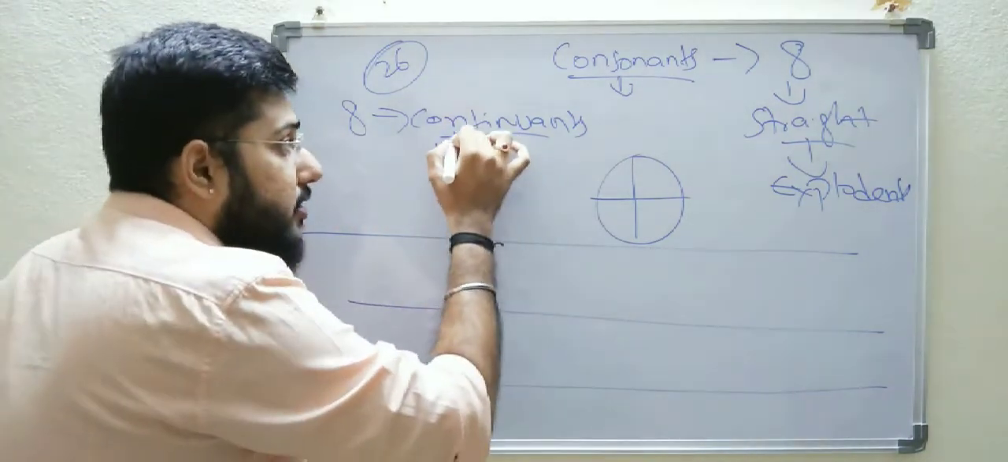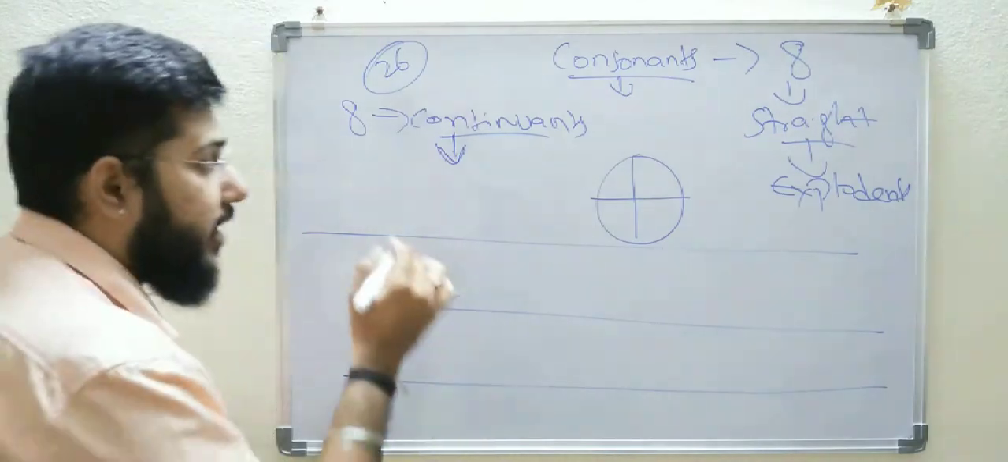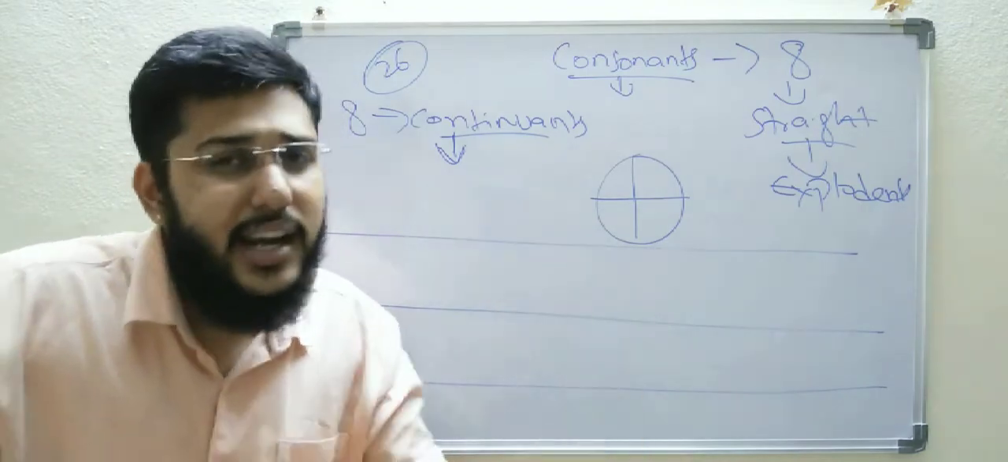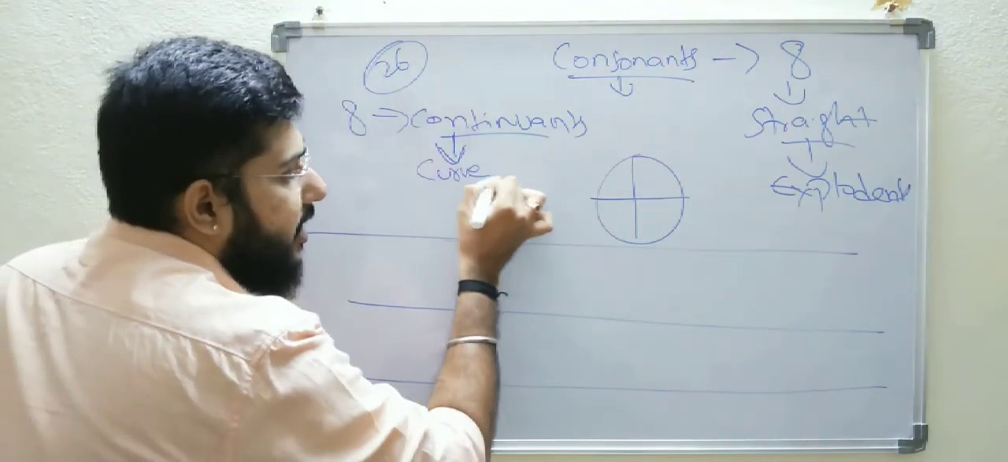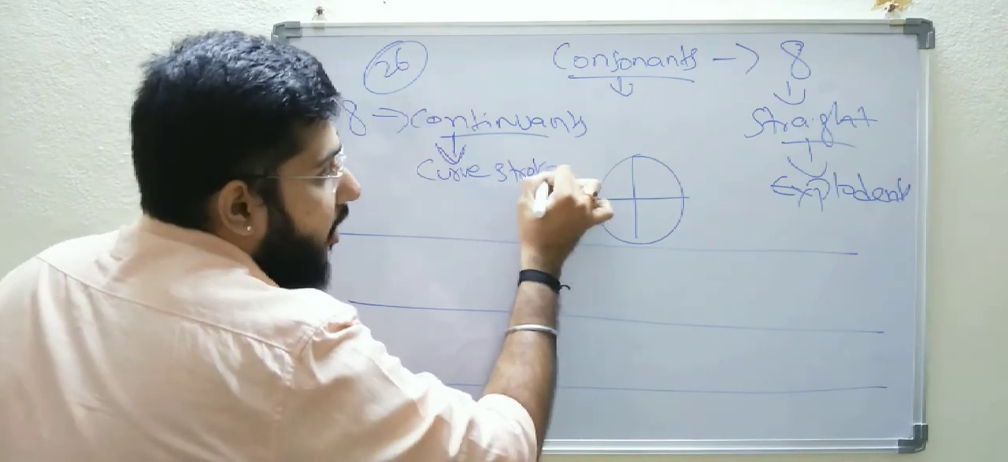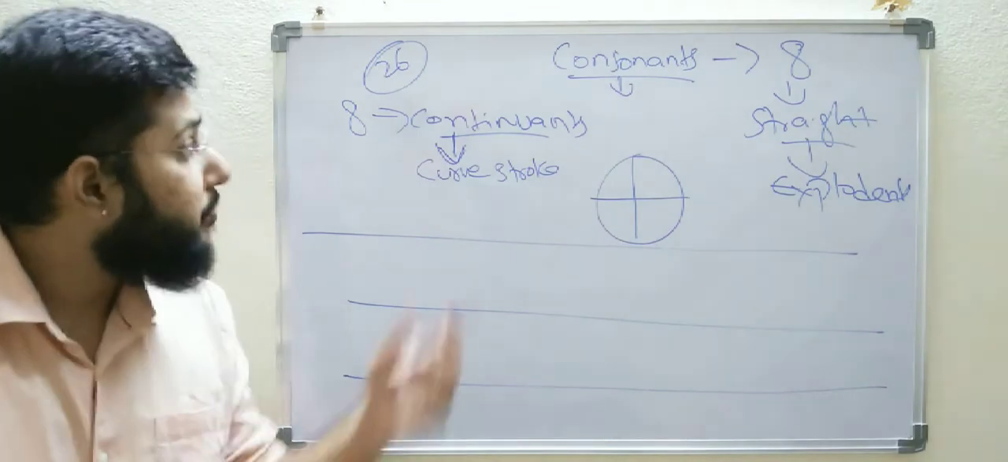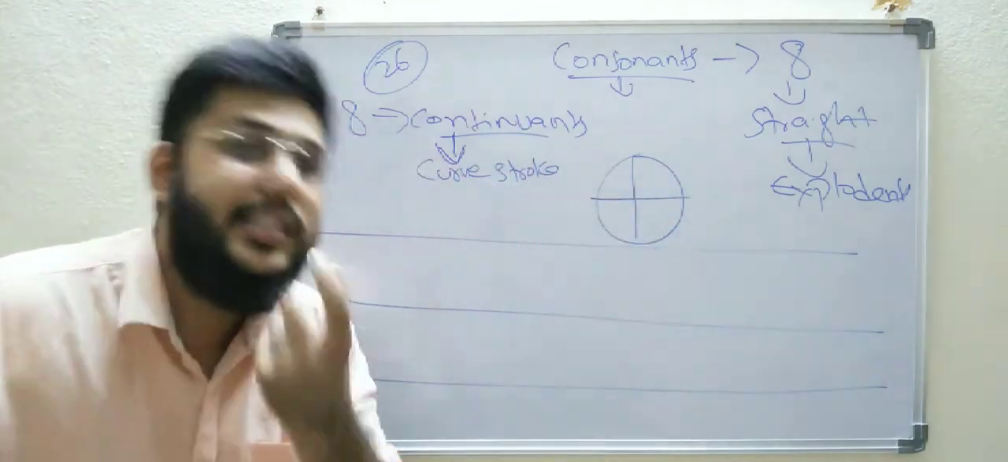Continuants are also called, and I am giving you a very short name for this, because we cannot say continuants every time, right? Let us give a short and sweet name for this. You call them curved strokes. The continuants are also called curved strokes. Now let us see how these 8 strokes, the curved strokes, are formed within a circle.